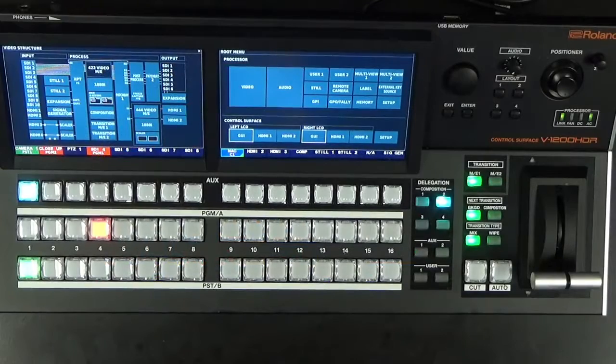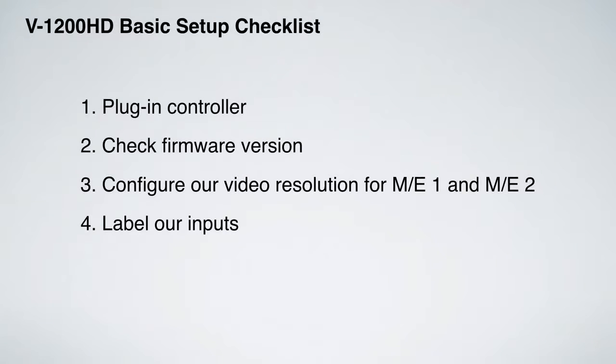Welcome to the V1200 Basic Setup Tutorial video. We put together a little checklist. First thing you're going to want to do is plug in the controller, then check the firmware version number, then configure our video resolutions for both ME1 and ME2, and then label our inputs.